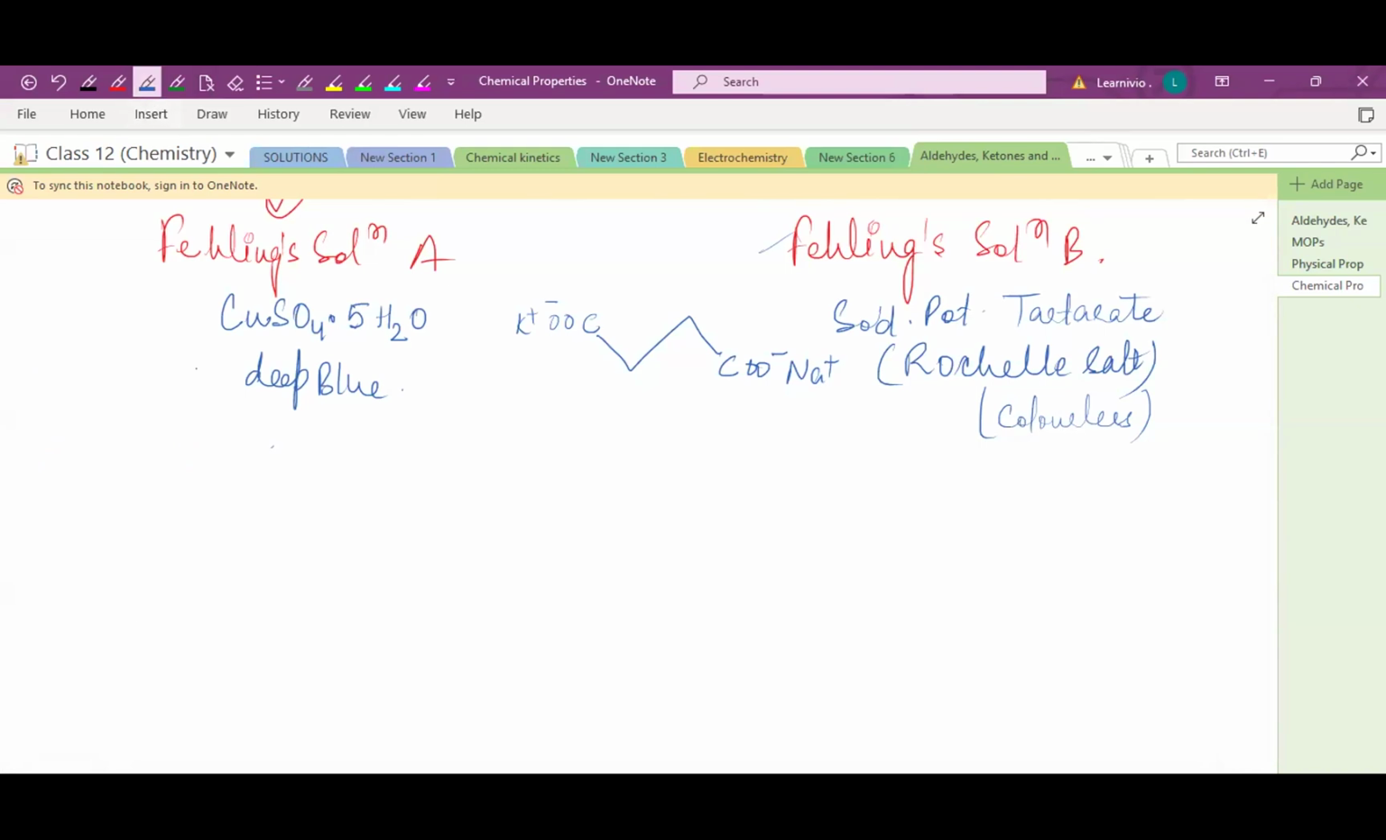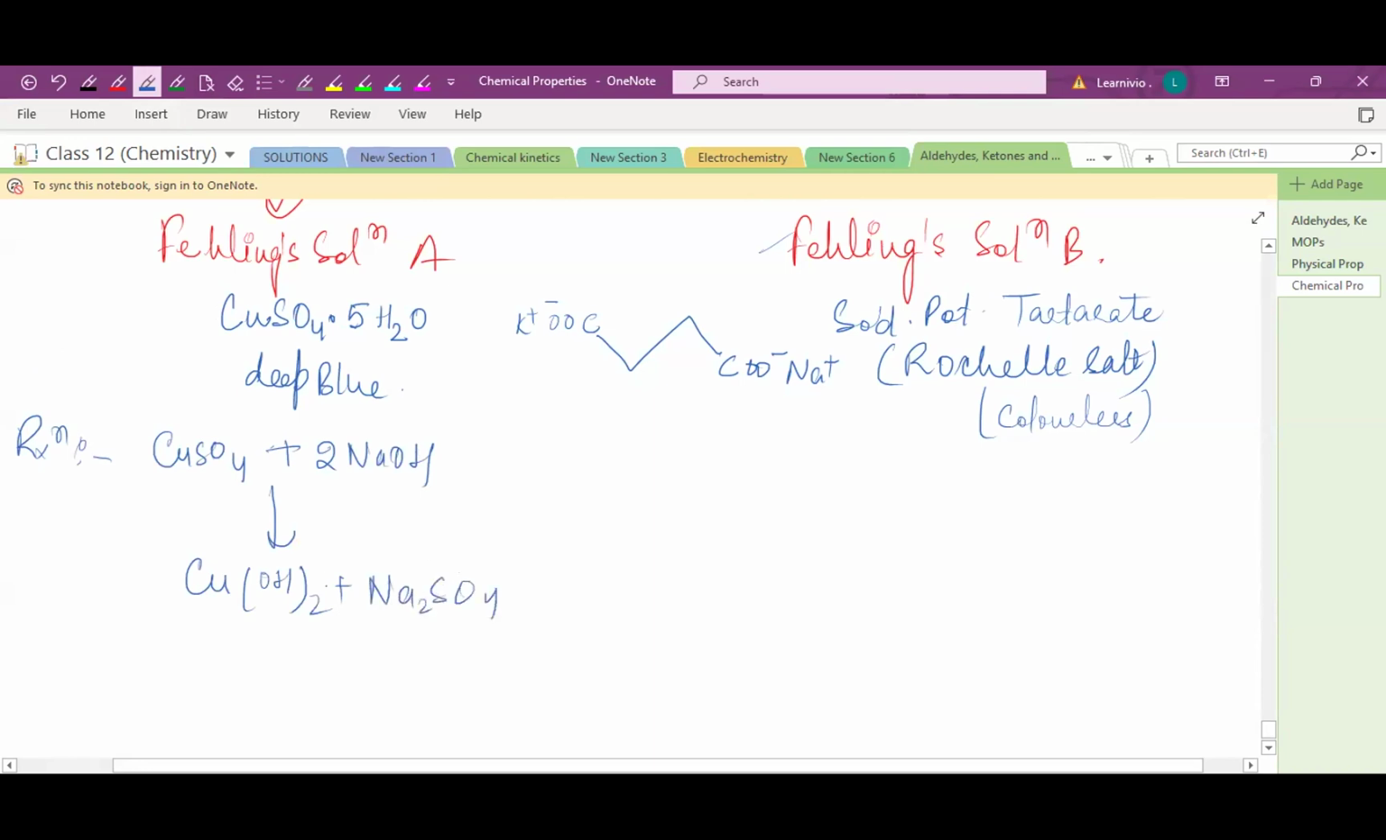Okay, and you can do this in a basic condition also. So, reaction, write down reaction. When you take this CuSO4, or pentahydrate basically, plus 2 NaOH, sodium hydroxide, it will give you Cu(OH)2 plus sodium sulfate, Na2SO4. That is the reaction for the Fehling solution A.